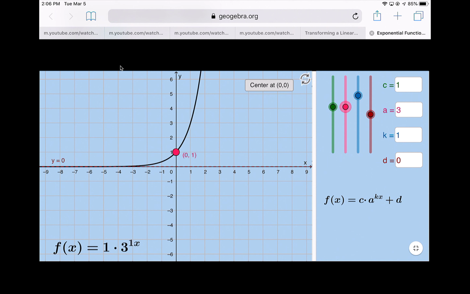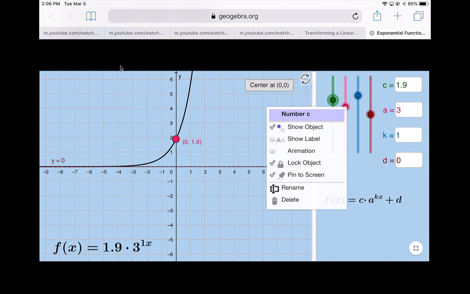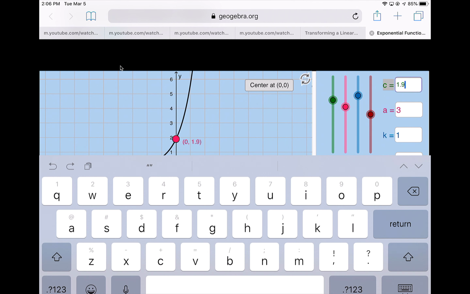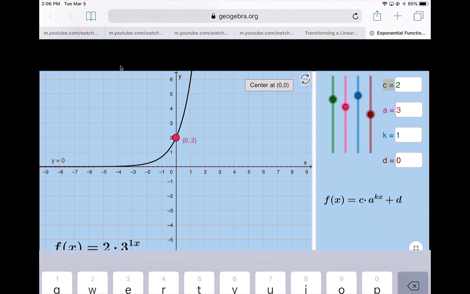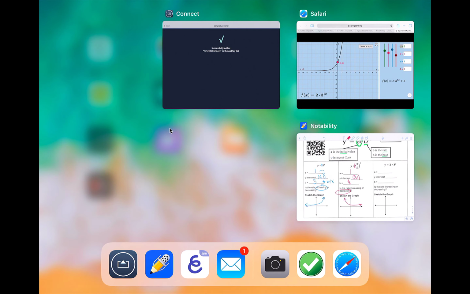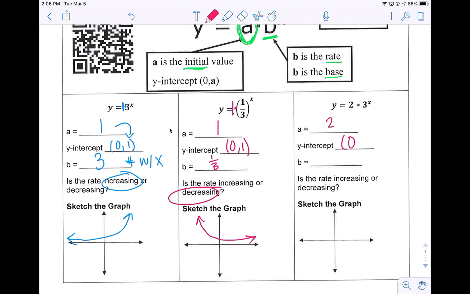Okay, so the next one, 2 times 3 to the x, so I'm going to bring this back up to 3, and then I'm going to change this to be 2. Okay, so if you notice, this one, just like the 3 to the x, is still increasing, but this time my initial value, my a value, has changed to 2. So my a value is a 2, my y-intercept is 2, and my b is 3. This one was still increasing, and it looked just like this one over here, but it starts a little bit higher on the y-axis. So if you notice, these are both increasing, but this one looks a little bit higher on that y-axis.